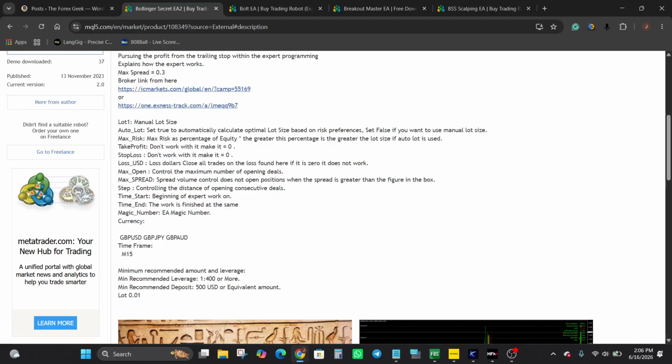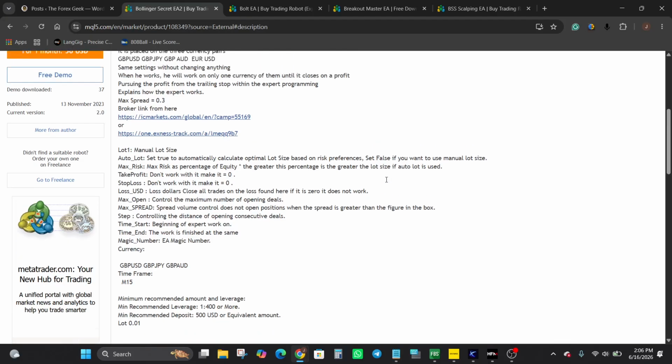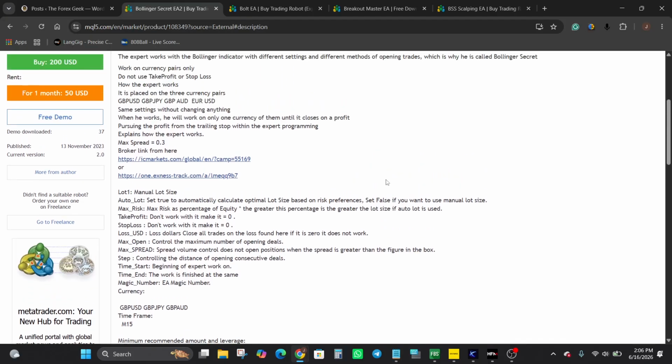Another key point mentioned is that profit management is pursued through a trailing stop mechanism built into the expert advisor. This means the EA is designed to manage open positions dynamically rather than relying on fixed profit targets. Moving into the settings section, there are several parameters available for customization.